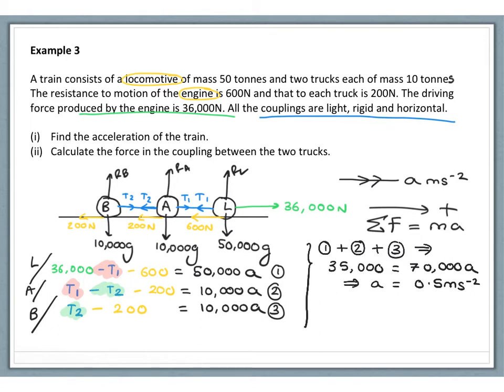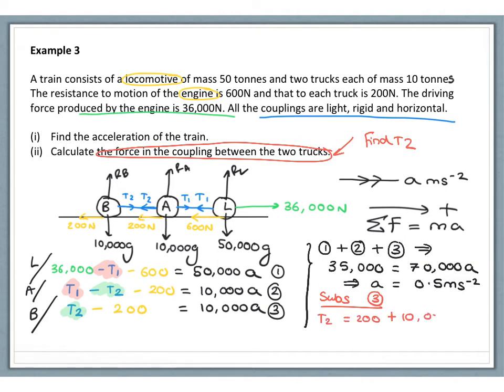We then need to calculate the force of the coupling between the 2 trucks. So that is, of course, T2. So we're going to simply substitute the acceleration into equation 3, which is the easiest one to work with, as it only has T2 and A as unknowns. So T2 is then equal to 200 plus 10,000 multiplied by our value of A, 0.5, which gives us a value of T2 of 5,200 newtons. And we've solved the first 2 parts of this problem.